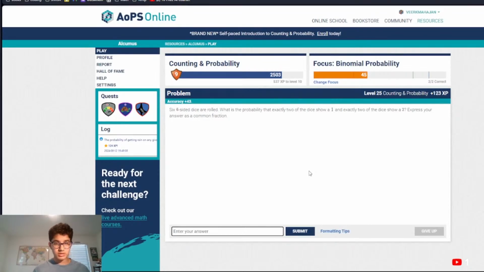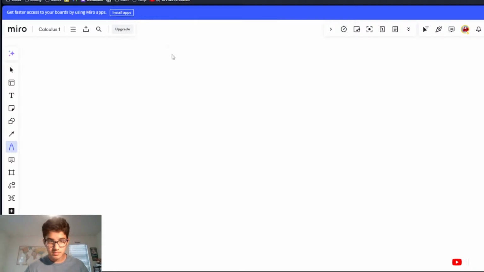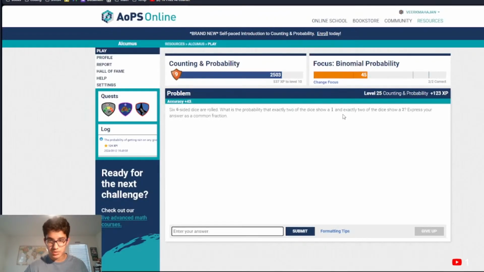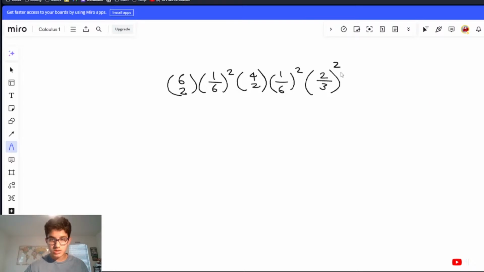Six six-sided dice are rolled. What is the probability that exactly two of the dice show a one, and exactly two of the dice show a two? So you have to do six choose two to pick the one, right? Then you have 1/6 squared. Then you have four choose two ways to pick the other two, and then again 1/6 squared because they have to be two. And then the other ones will just be 2/3 because it can't be a one or a two, and that will also be squared.